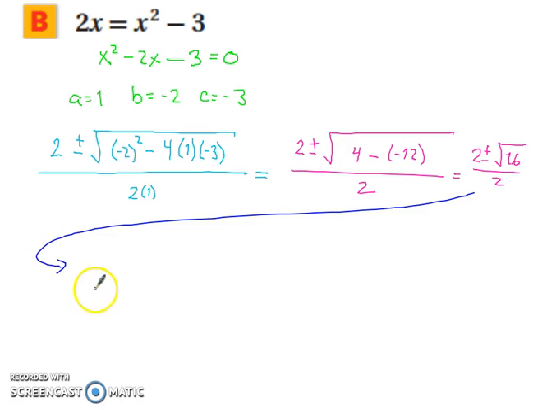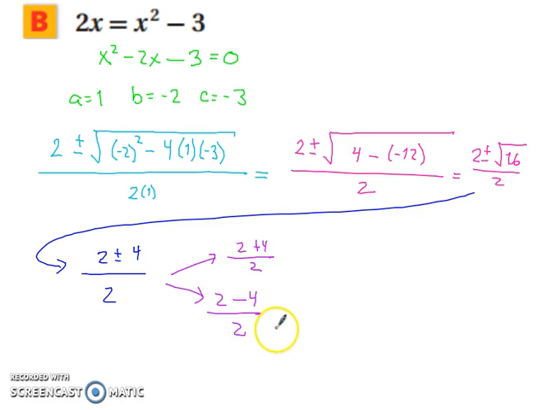And now we're going to continue on the next row. So we've got 2 plus or minus, and the square root of 16 is 4. And we divide that by 2. Once you have it to this point, we're going to do one with addition and one with subtraction. So we have 2 plus 4 divided by 2, and now we've got to do the one with subtraction. So we have 2 minus 4 divided by 2. And we end up with x equaling 3 or negative 1, the two zeros of our parabola, or quadratic function.